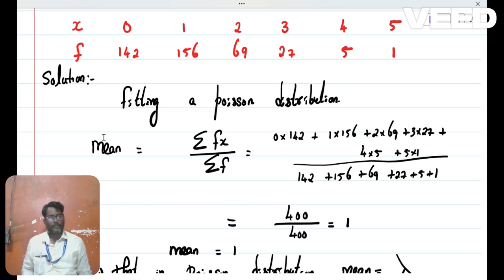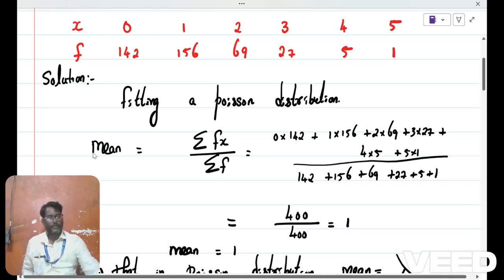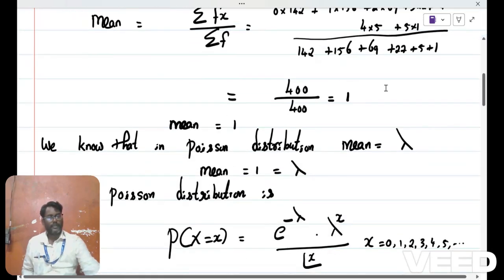In order to fit a Poisson distribution, we need the mean. The formula to compute the mean is sigma fx divided by sigma f. So sigma fx is 0 into 142 plus 1 into 156 plus 2 into 69 plus 3 into 27 plus 4 into 5 plus 5 into 1, divided by the frequencies, which will be 142 plus 156 plus 69 plus 27 plus 5 plus 1. Both the numerator and denominator sums are 400. So we get 400 by 400, which is equal to 1. Here the value of the mean is 1.